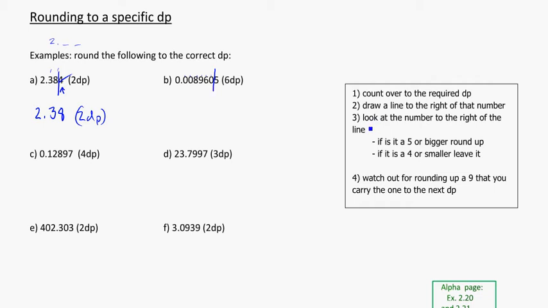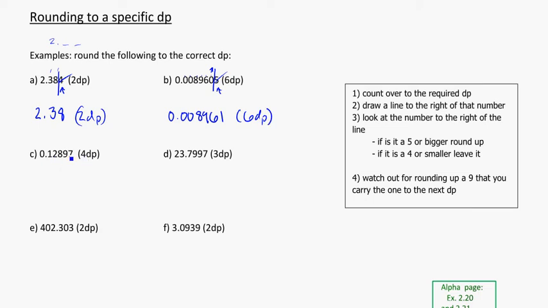The next thing I'll do again is look at the number to the right of the line. In this case, I see a 5. So if it is 5 or bigger, I need to round up. So I need to take the number here that I want to keep and actually round it up because it's 5 or bigger. So this number is going to become 0.00896, and that 0 will round up to a 1. And then we leave the 5 alone. It goes away. And this is rounded to 6dp.